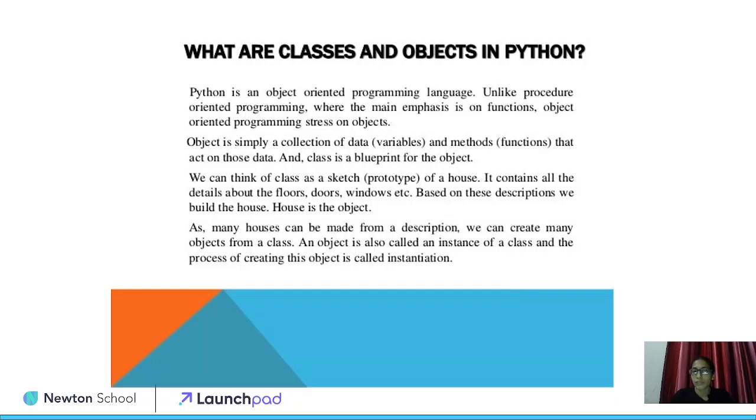Here we can think about the sketch or prototype of a house. If we are building something like a big empire, we obviously have to get the floors, doors and windows in it as element parts. That description is obviously brought to life by the objects.